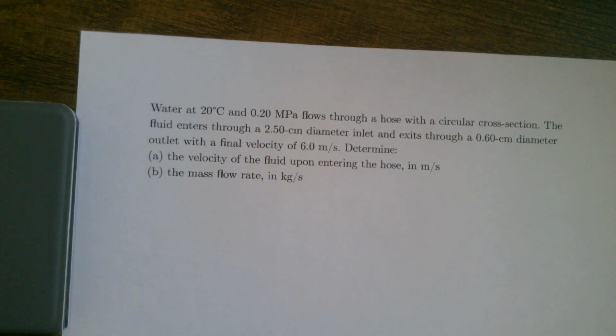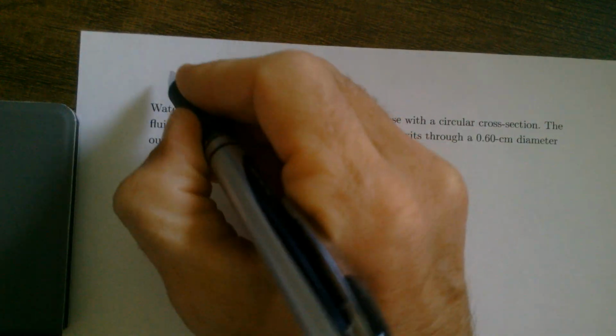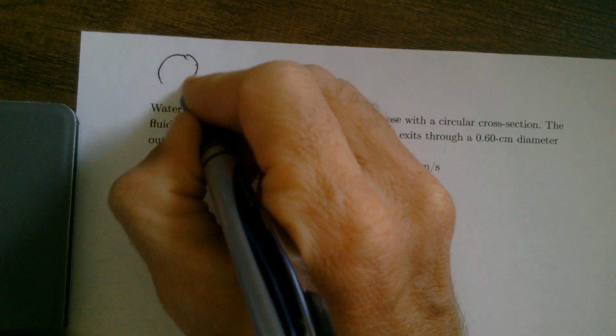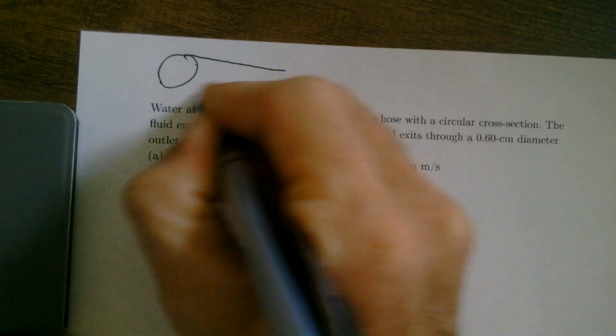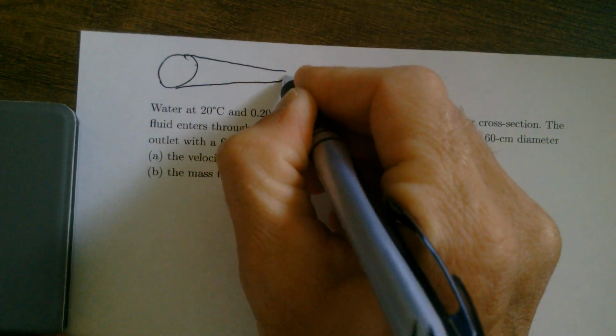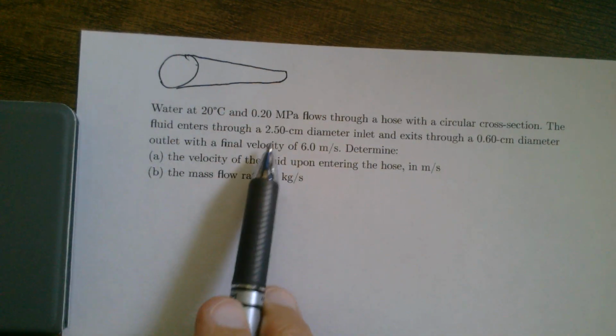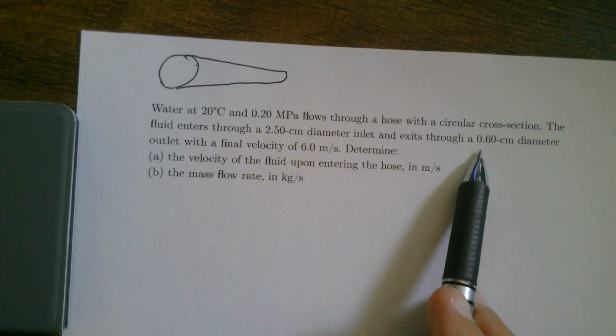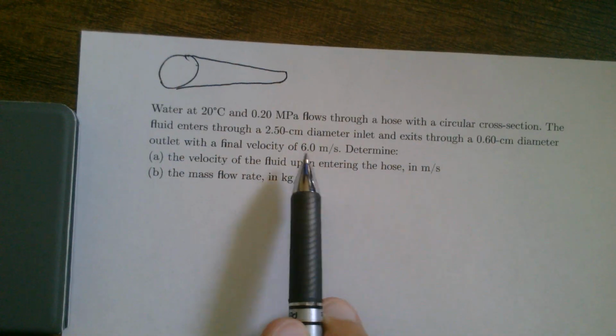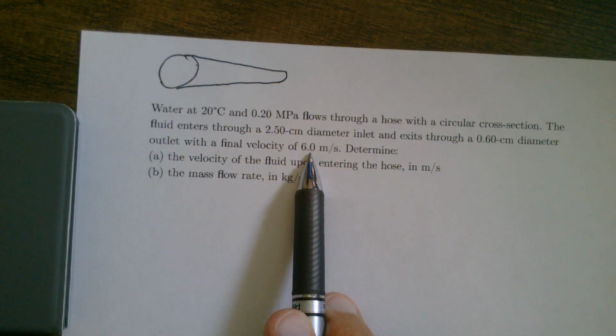Water is flowing through a pipe entering at 20 degrees Celsius and 0.20 megapascals. We can envision this using a little picture. So this little circular pipe ends up like this. It starts at 2.50 centimeter diameter and exits through 0.60 centimeter diameter with a final velocity of 6 meters per second.